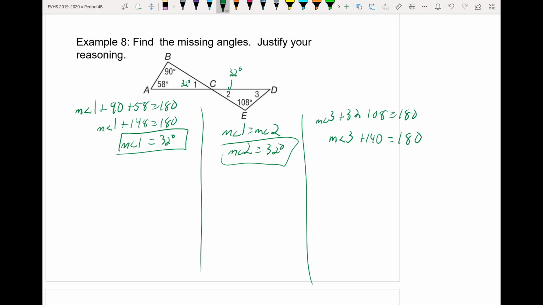All right. So now, measure of angle 3 plus 140 equals 180. Therefore, measure of angle 3 is equal to 40 degrees.